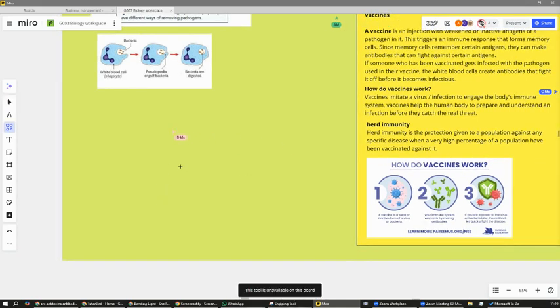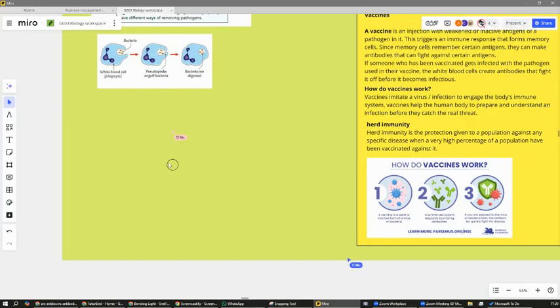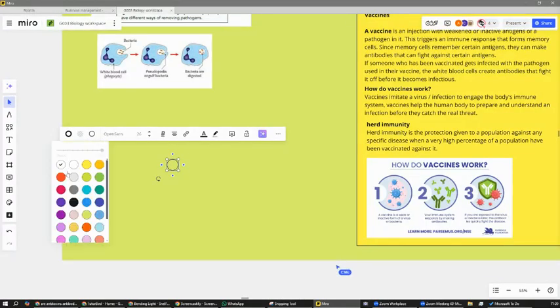So let's try to understand herd immunity. We'll draw these little circles. Oh, hang on, just lost connection. Okay, says I'm back. Okay, here we go. So we'll draw these little circles.